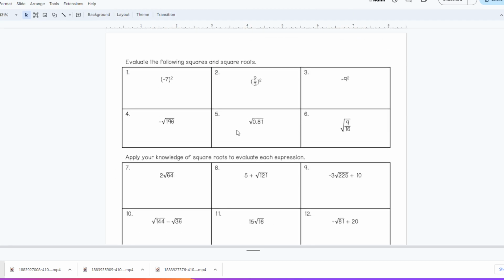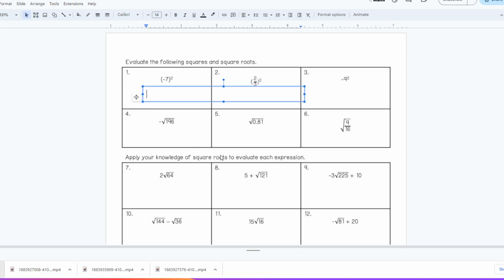Anyway, let's go on to the practice. So I'm going to do 1 and 2 with you for each, and then I will leave you to the rest of them. Some of these are a bit harder in the fact that they have a number before. Don't panic. Just remember that it's just a number being multiplied by whatever the square root is. Okay?